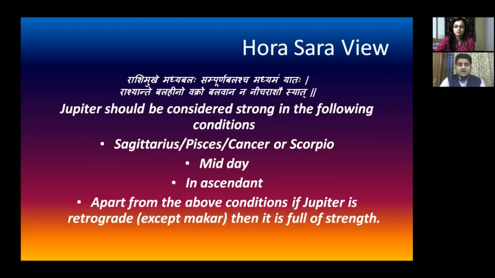And if it is in Lagna, as mentioned here, Jupiter gets Digbala, the directional strength. So it is quite obvious that Jupiter becomes strong in the Lagna. Now, here is the line for us. Apart from the above conditions, if Jupiter is retrograde, except in Makar sign, because in Makar it becomes debilitated, then it is of full strength. So here we can also see that if a planet becomes retro, it is boosted up, or its result gets increased.